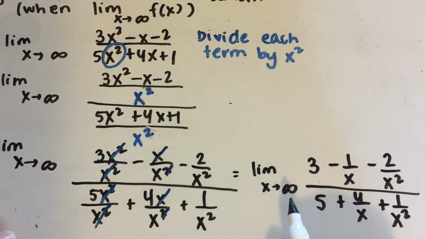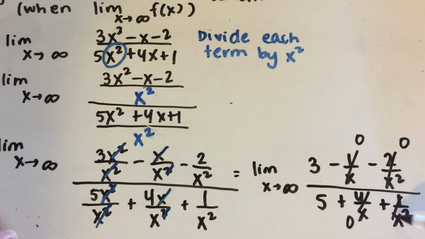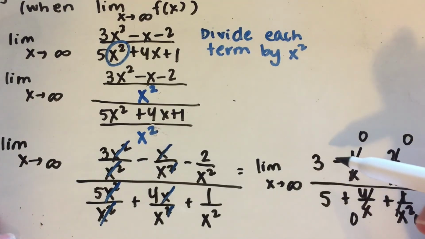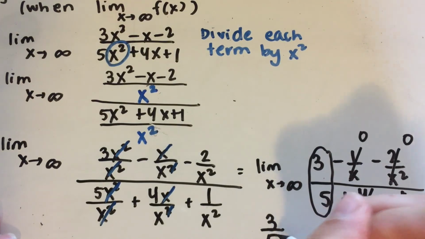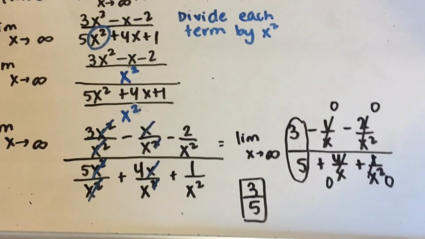Well, when you take x to infinity of these terms, this one is going to go to 0, same as this one, and these bottom two. That's because 1 divided by a very large number is going to be very close to 0. So now all we're left with is 3 over 5. And that is your final answer.